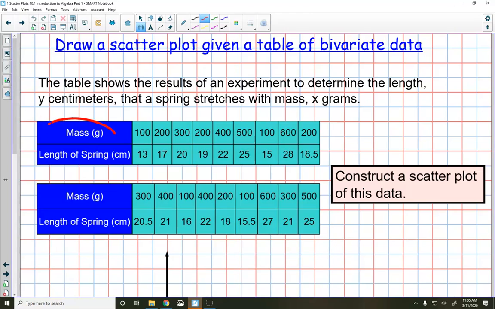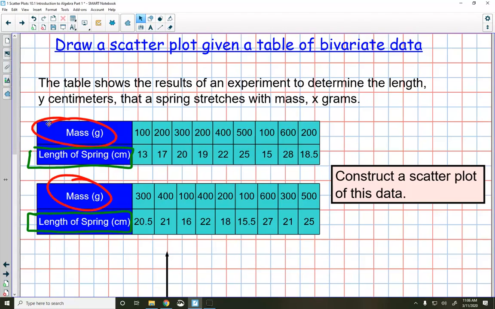Mass in grams is our input, our domain. It's the x value of the coordinate. The length of the spring in centimeters is our output, our range. It is the y coordinate. So essentially all we need to do is take these coordinate points, all 18 of them, and plot them onto our coordinate plane, which will all be in quadrant 1 because both of the numbers are positive.